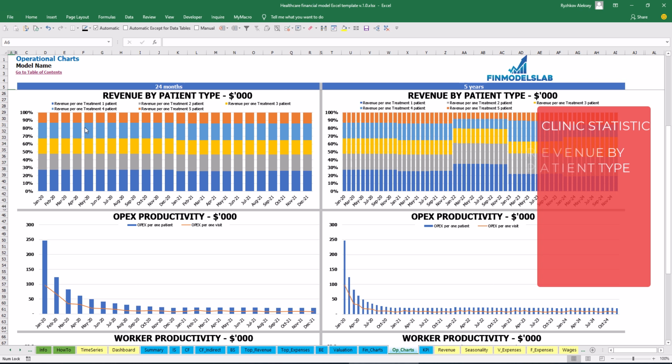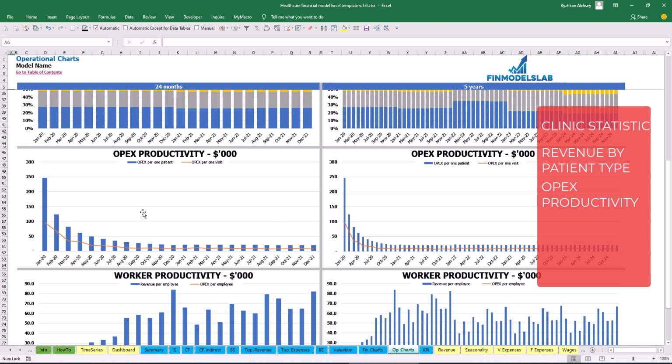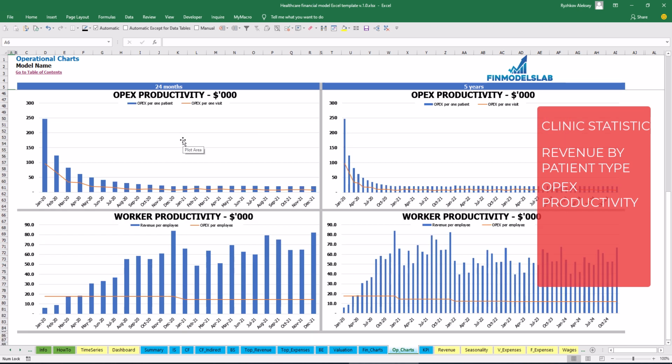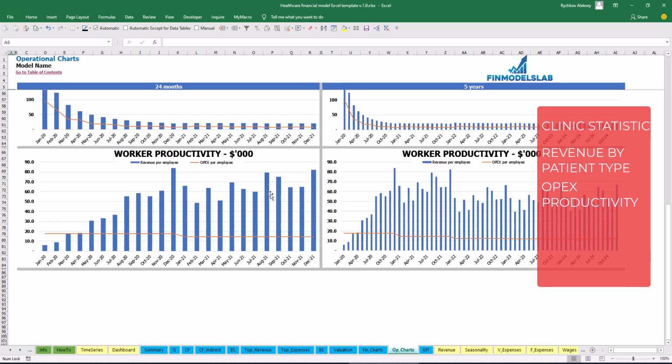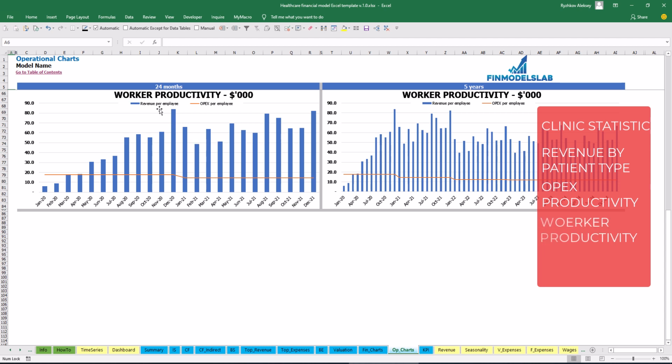Your revenue by patient type, revenue per one treatment, one patient, second treatment patient, etc, etc. And this is broken down by percentage allocation. Your OPEX productivity, which is OPEX amount per one patient and OPEX amount per one visit. And your workers productivity, which is revenue per employee and OPEX per employee.